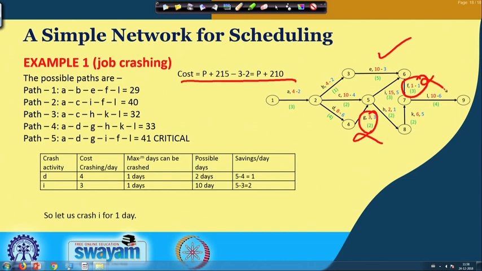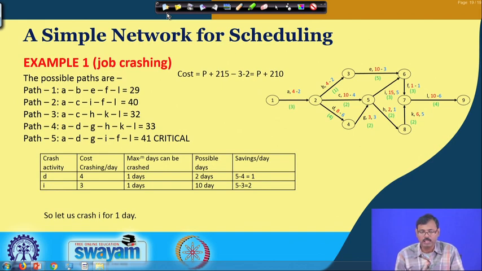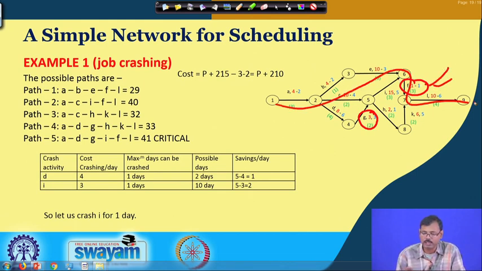Now, if we relook into the paths, you can see path 1 is now 29 days, path 2 is 40 days, path 3 is 32 days, path 4 is 33 days, and path 5 is 41 days, which is critical. Earlier our try was to reduce path 5 to make it equal to path 2, but we cannot do it, because the moment we crush this F job, it is also associated with path 2, and that is why this is also reduced to the lower one.